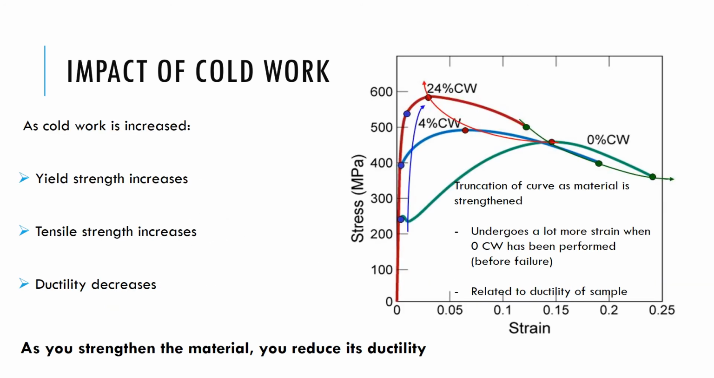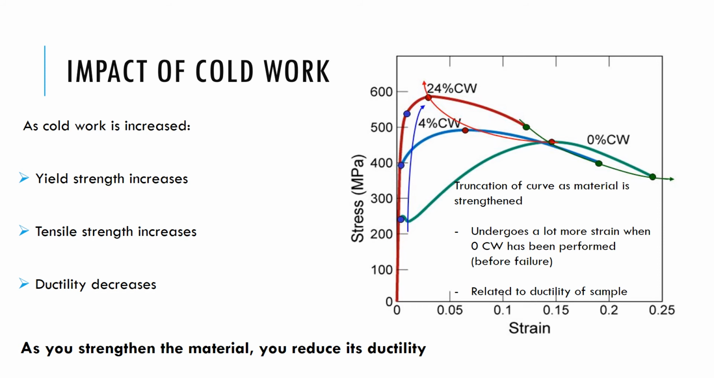Have a look at the impact of cold work then. You can see that in all cases, the yield strength and the tensile strength increase, but the ductility decreases. So as we strengthen this material, you reduce its ductility.